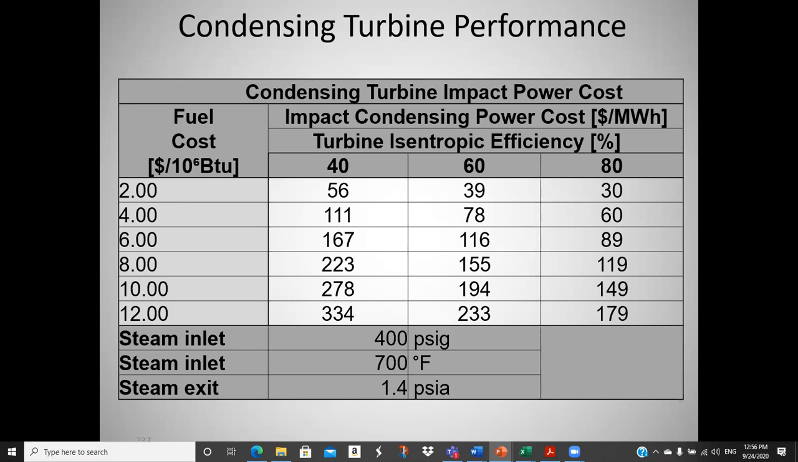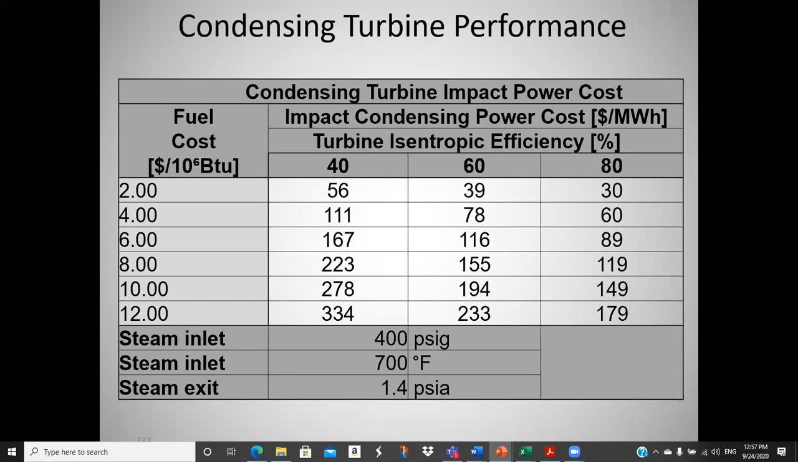The big boys think in dollars per megawatt. People at home and smaller businesses think in dollars per kilowatt hour. At 40% isentropic efficiency and $2 fuel, we're looking at about 5.6 cents a kilowatt hour. Well, crap. At 80% isentropic efficiency and $2 fuel, we're looking at 3 cents a kilowatt hour, and that's about as good as it's going to get. You're probably not going to have $2 fuel, and you may not have 80% isentropic efficiency.